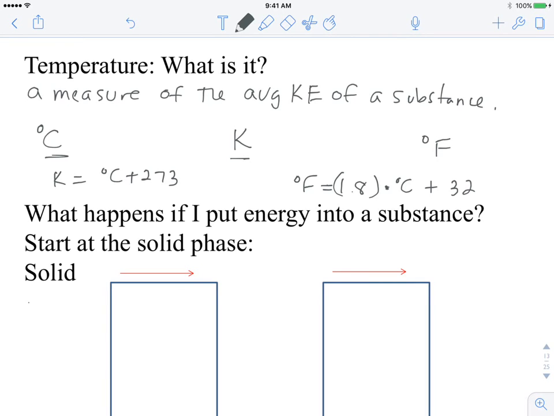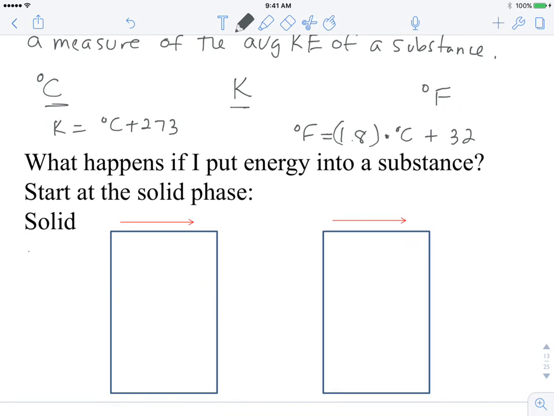But let's look at what happens if I start putting energy into a substance. Well, let's say I start at the solid. So if I had a block of ice, we had ice here at -20. Well, ice melts at 0 degrees. So before we can start melting it, that ice starts to heat up. So we need to heat up the ice. So the temperature will increase.